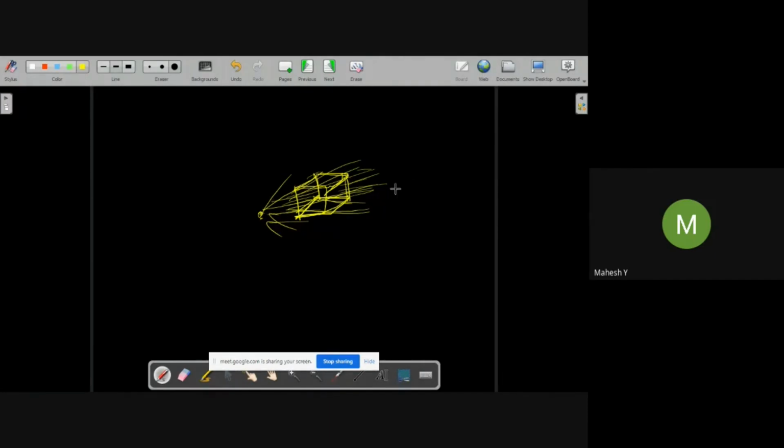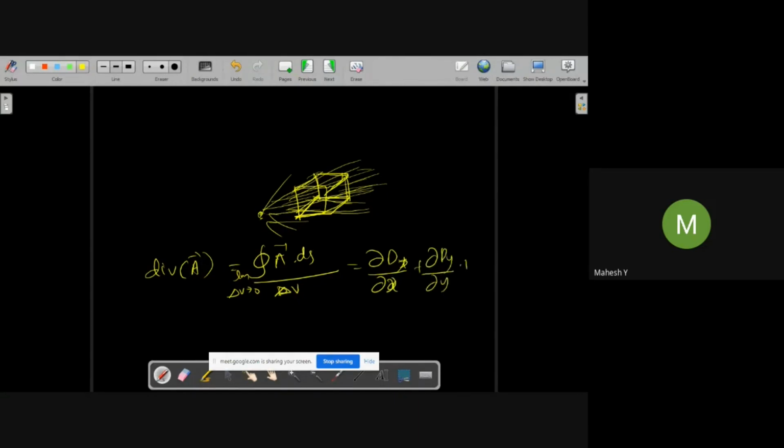Right. So I think from this you are clear about divergence. Divergence is represented as div of vector A, which is nothing but the closed integral of A dot ds divided by delta V, as delta V tends to 0. And it is calculated as ∂Ax/∂x plus ∂Ay/∂y plus ∂Az/∂z. We'll do these calculations, how to calculate divergence and all, in the next class. So that's all for today's class.